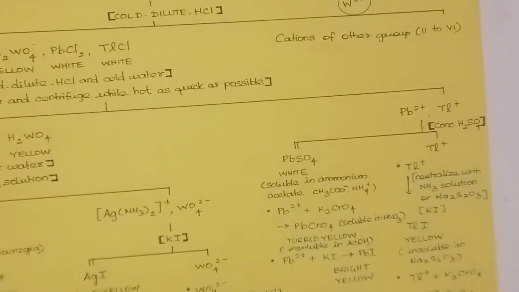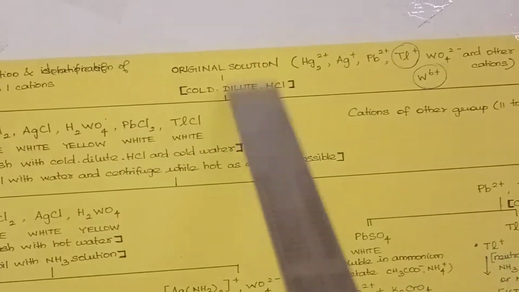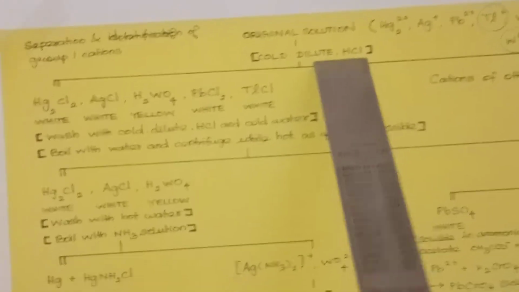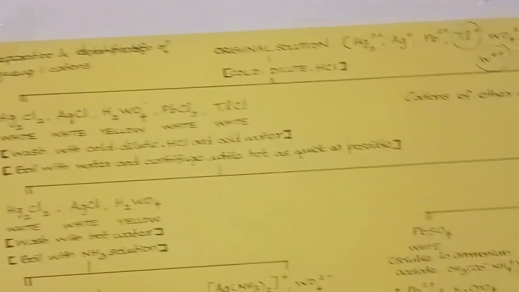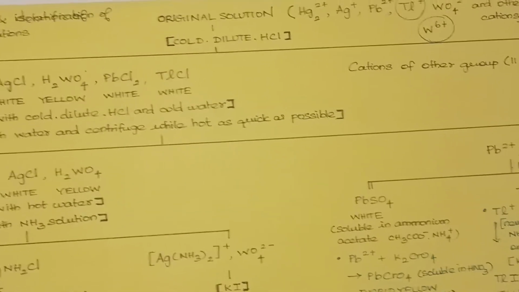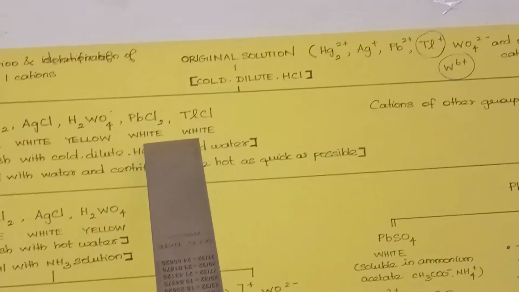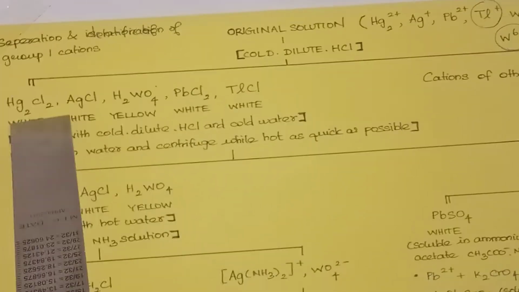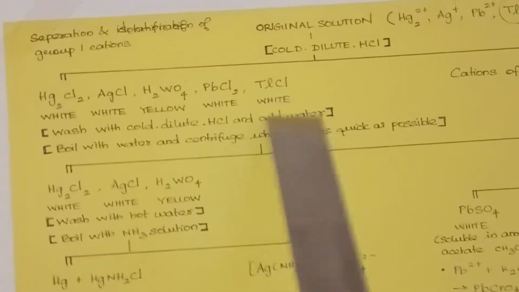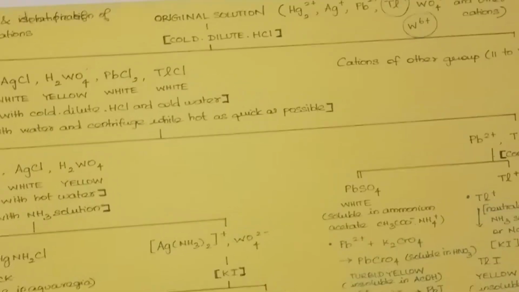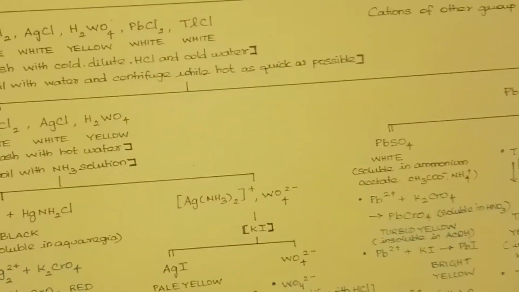Assume your sample contains your group 1 cations. You are just assuming. On adding this group reagent, cold dilute hydrochloric acid, you may get a white precipitate. Clear? If white is there, it can be mercurous chloride, silver chloride, lead chloride or thallium chloride. Now if you are getting a yellow color, it is simply tungstic acid. Tungstic acid is formed.